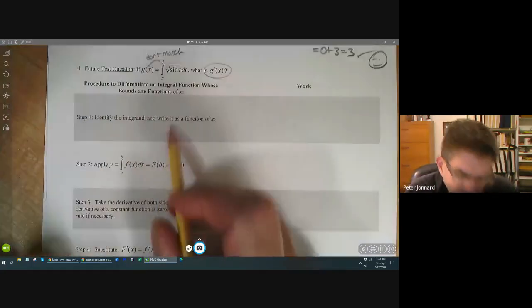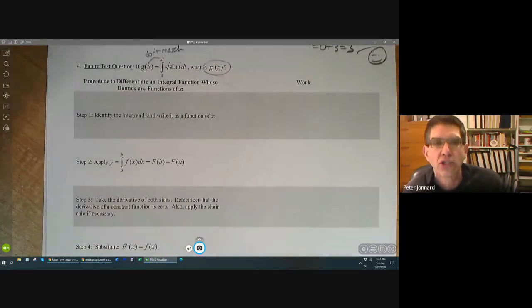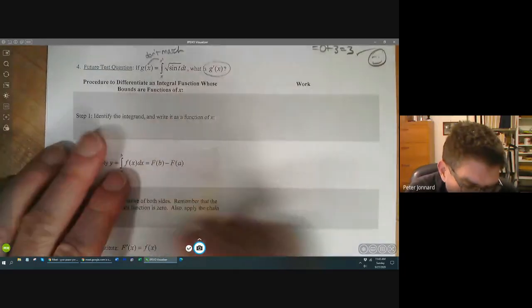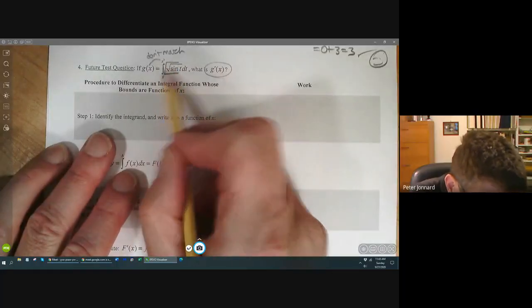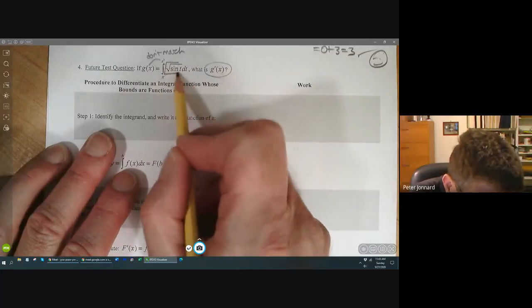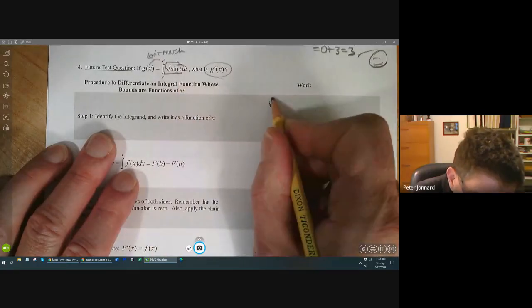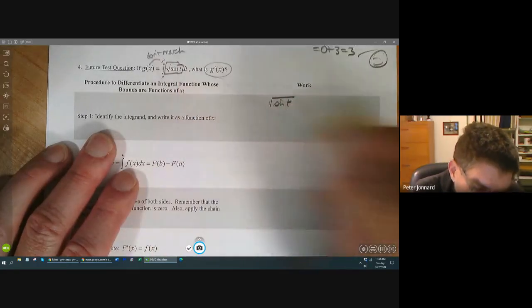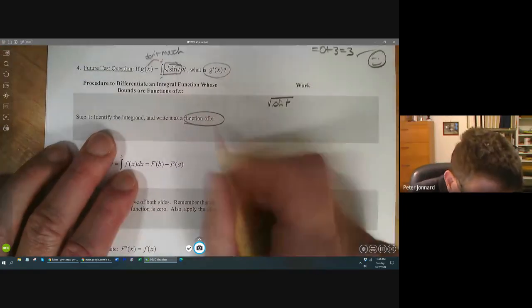So what are we going to do? Here's a procedure you can use, and eventually get to the point where you don't need this procedure anymore. You'll know what to do in this situation, but here's what to do step by step. Identify the integrand. That's the part underneath the integral, or from the integral to where it says dt. That's the integrand right there. So we have the square root of the sine of t, and instead we're going to write it as a function of x.